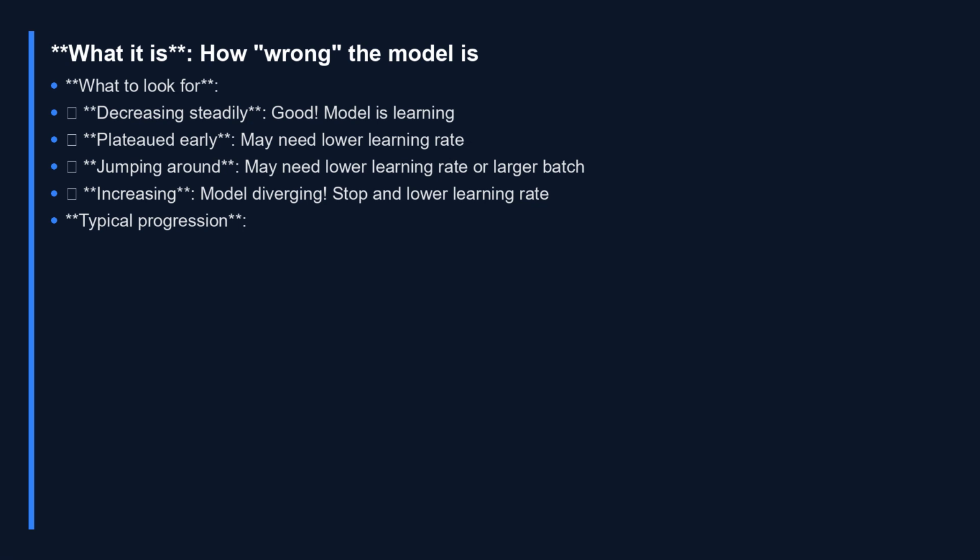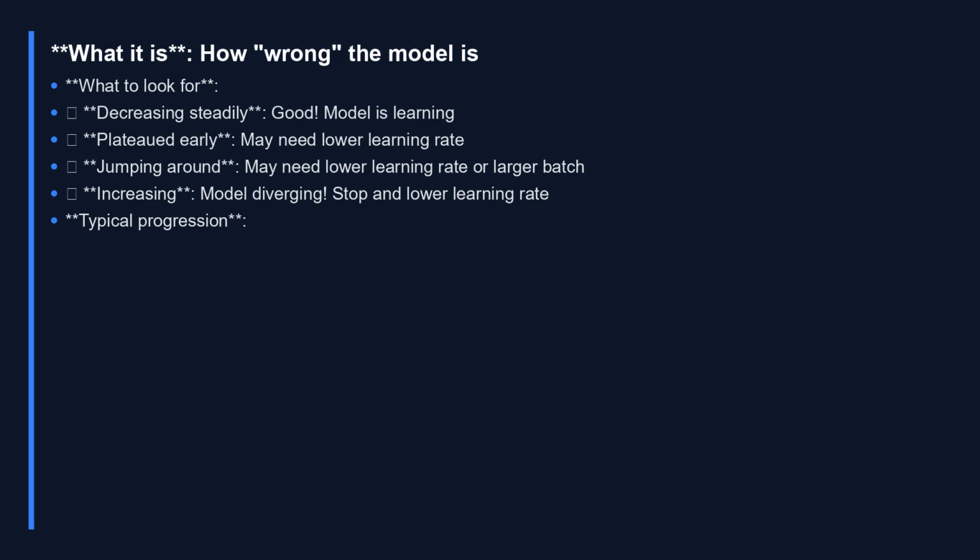Decreasing steadily. Good. Model is learning. Plateaued early. May need lower learning rate. Jumping around. May need lower learning rate or larger batch. Increasing. Model diverging. Stop and lower learning rate.